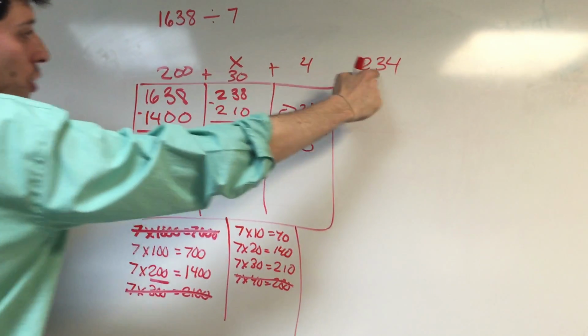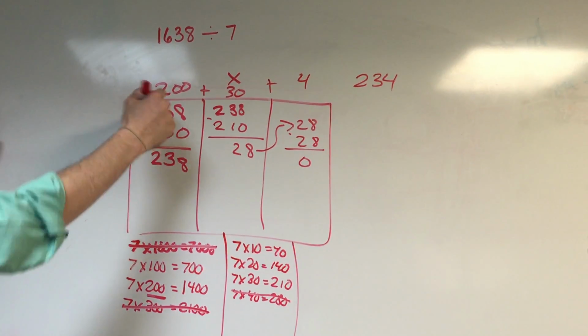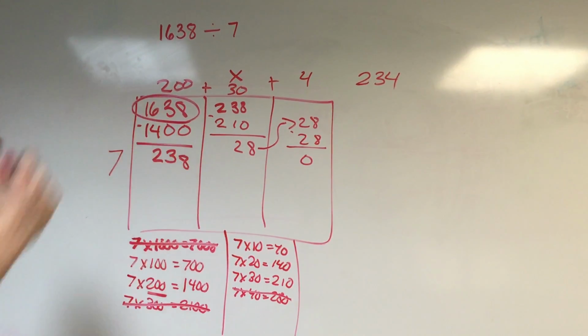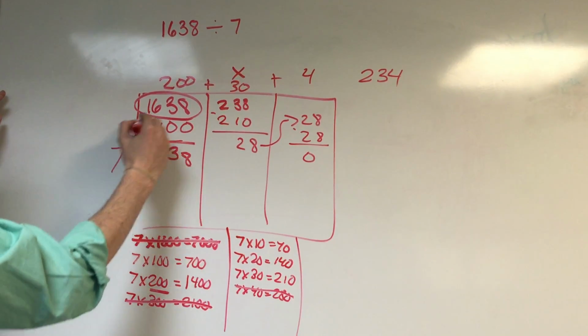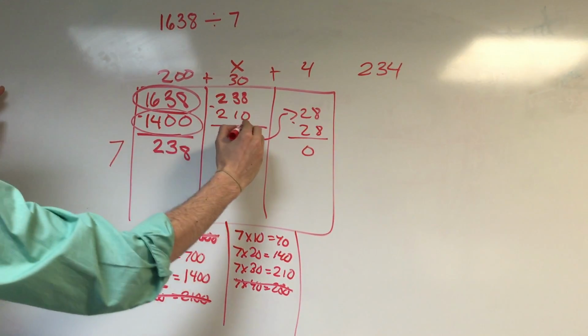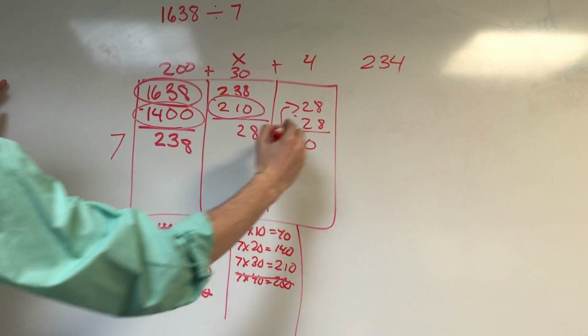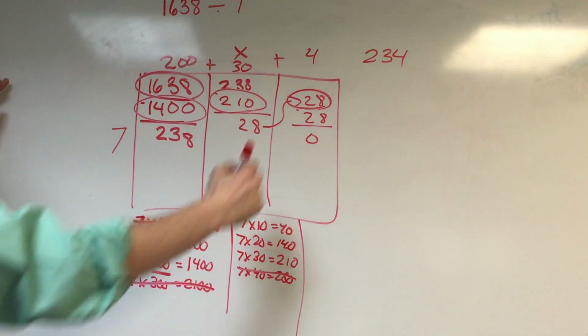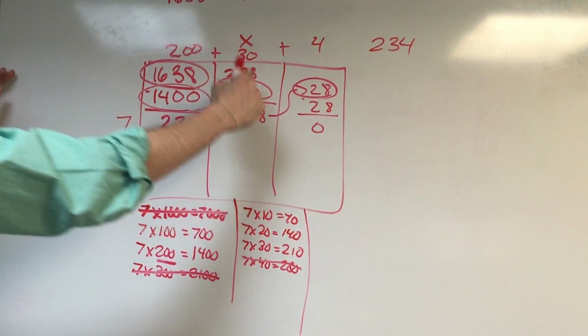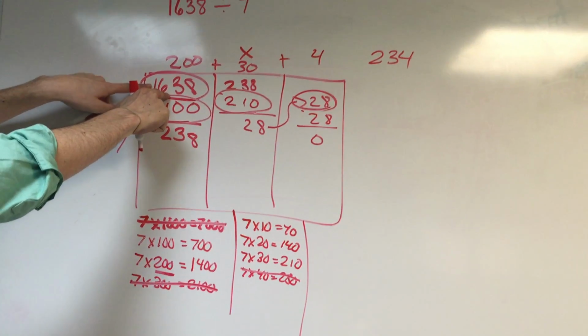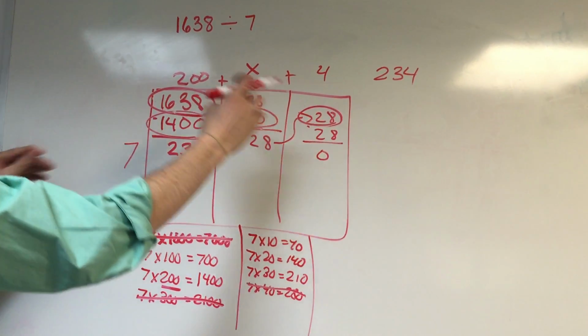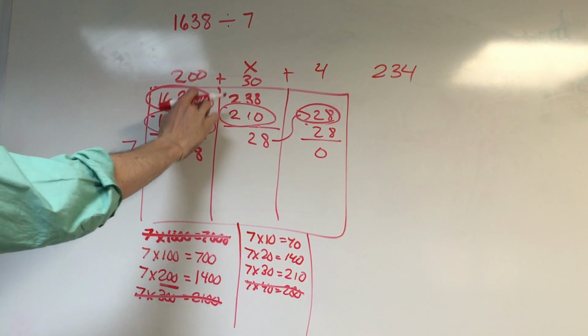So 234 times 7 equals this total area, 1,638. And what we did is we found the partial products of this area was 1,400, this area was 210, this area was 28. And if I add this area and this area and this area together, it will combine to equal 1,638. So I have all my small areas, which equals my big area.